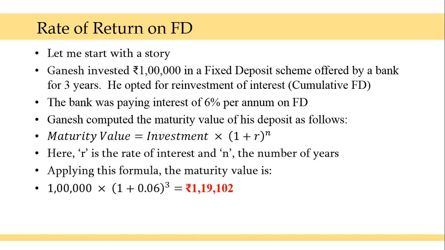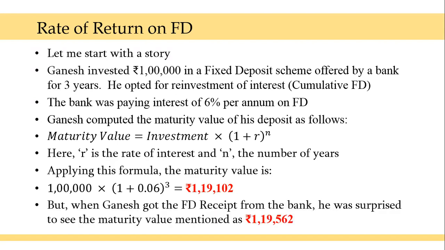Applying this formula, the maturity value was calculated by Ganesh as 1 lakh multiplied by 1 plus 0.06. Please note that the interest rate in this formula is expressed in terms of decimals. So 6% is written as 0.06. So 1 lakh multiplied by 1 plus 0.06 to the power of 3 is 1,19,102. So Ganesh calculated this value and he was expecting to get 1,19,102 at the end of 3 years.